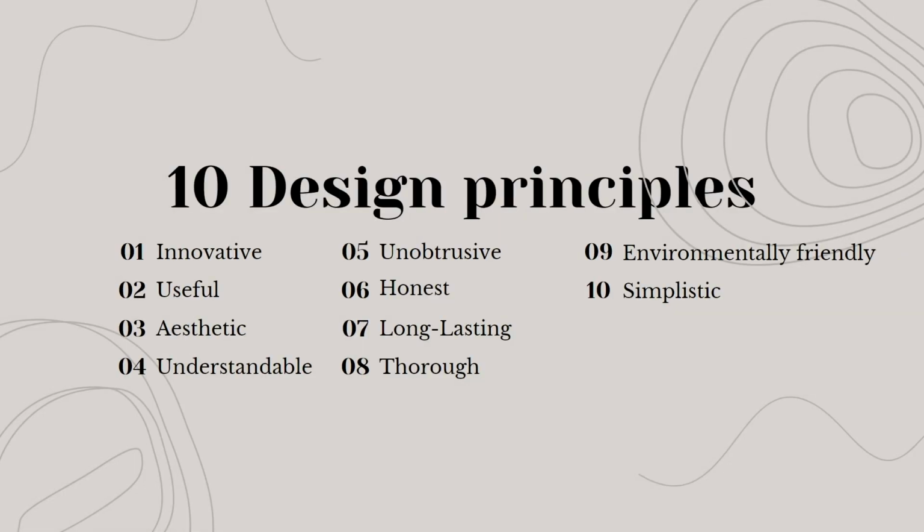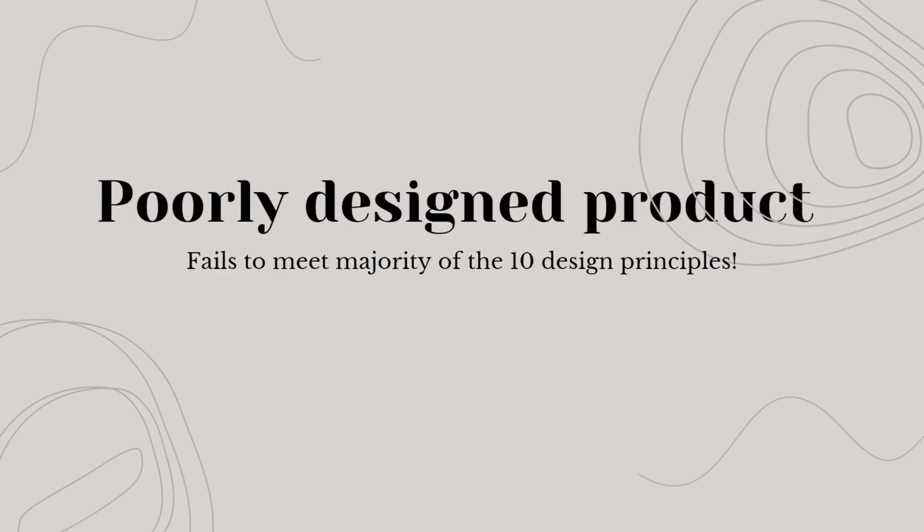So let's revisit the 10 design principles we looked at in the previous video. A good product has to be innovative, useful, aesthetic, understandable, unobtrusive, honest, long lasting, thorough, environmentally friendly, and it needs to be very simple. I did explain these principles in a bit more detail in my previous video on how do you tell if a product is well designed. So we're looking at these design principles to help us answer this question as well.